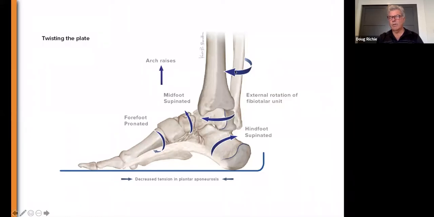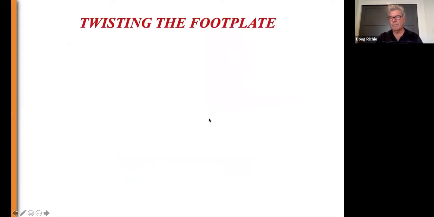And what's really important is it's all coupled to the tibia and the fibula. As the leg externally rotates, it twists the talus external. And as it twists the talus external, it pronates the forefoot. They're all coupled together. You can supinate the forefoot and you'll get a retrograde internal rotation of the tibia and internal rotation of the talus.